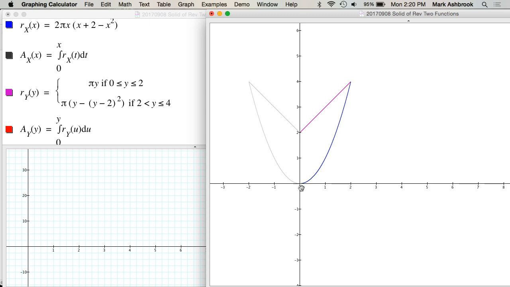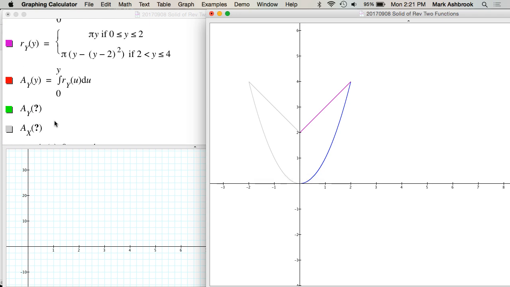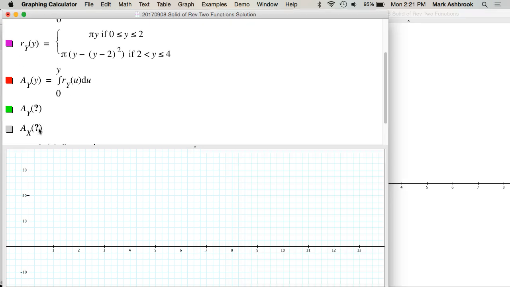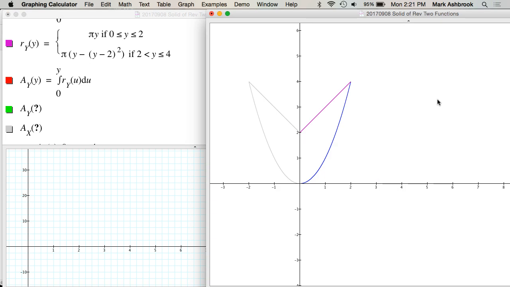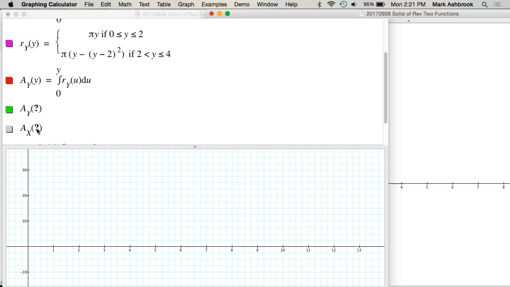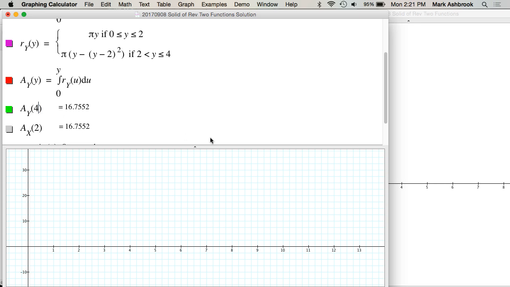She wants to plug 2 into the volume accumulation function that we did with delta x intervals, and then plug 4 in for y, because now we're talking about filling the whole empty shell, right? So a sub x of 2 was going to fill our whole shell, so would a sub y of 4. So a sub x of 2 is 16.75, a sub y of 4, same thing.